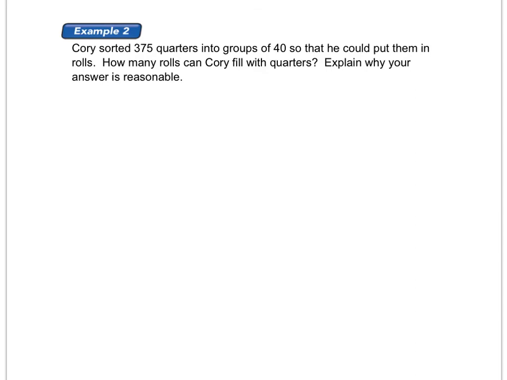Okay, this one says, Corey sorted 375 quarters into groups of 40 so he could put them into rolls. How many rolls can Corey fill with quarters? And explain why our answer is reasonable. Okay, well again, what do I know? I know there's 375 total quarters, so in my equation, that's going to be my total. They're in groups of 40. Each roll is a group of 40, and we want to know how many rolls can we fill. Okay, so I'm going to put an R there.